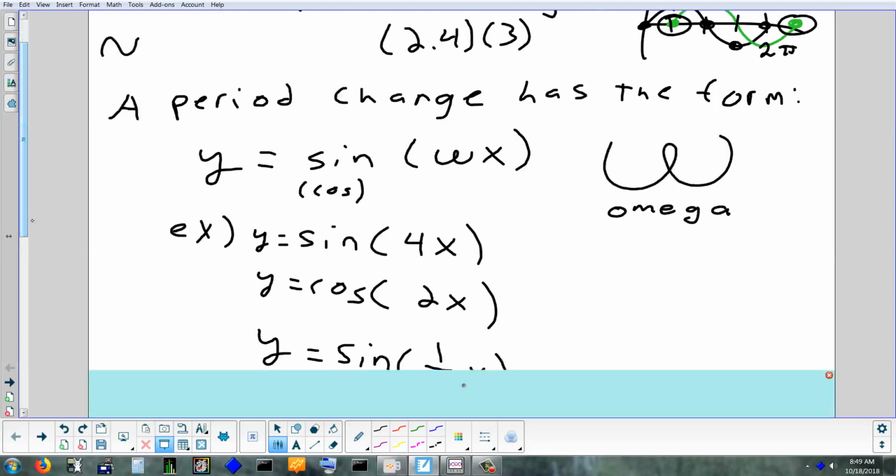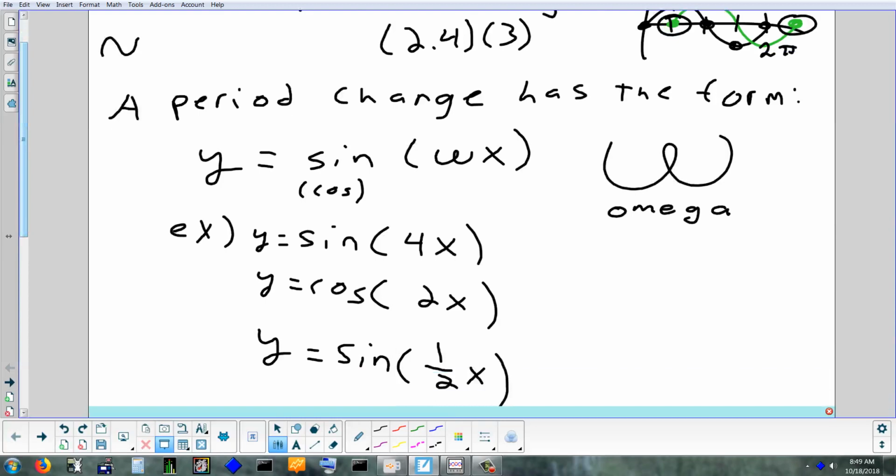So the key with a period change is it's multiplication. But it's different than amplitude. Amplitude, where would the number be when you do an amplitude change? Yeah? Before, it would be in front like this. That's multiplication in front. This is multiplication inside the parentheses. And that makes it a period change.